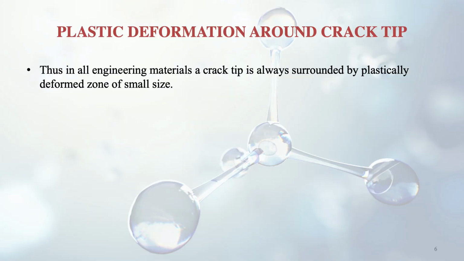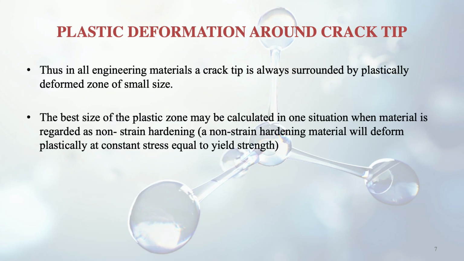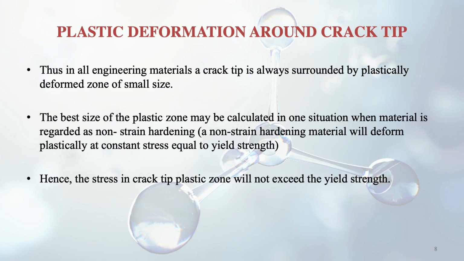Thus in all engineering materials, a crack tip is always surrounded by a plastically deformed zone of small size. So there is a very small zone of plasticity around the crack tip. The size of the plastic zone can be calculated in one situation, when the material is regarded as non-strain hardening, because if it is strain hardened, then its yield strength will increase, and there will be no plasticity, instead brittleness will come in. So the non-strain hardening condition should be there. Hence the stress in the crack tip plastic zone will not exceed the yield strength.